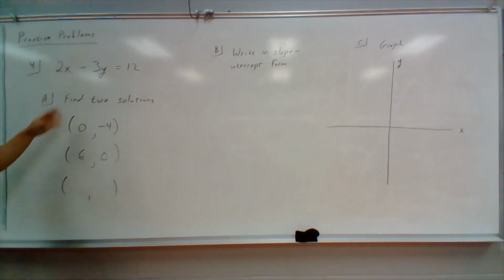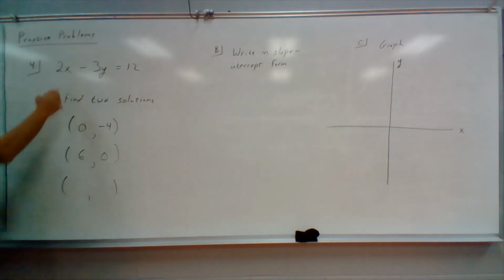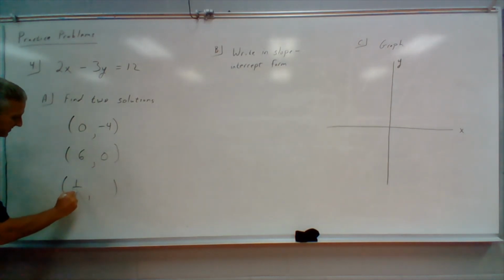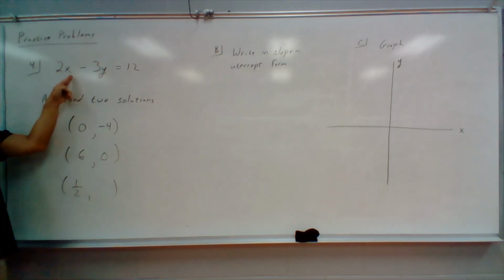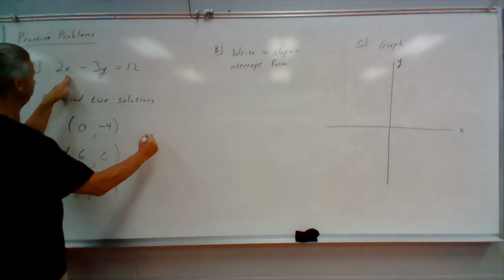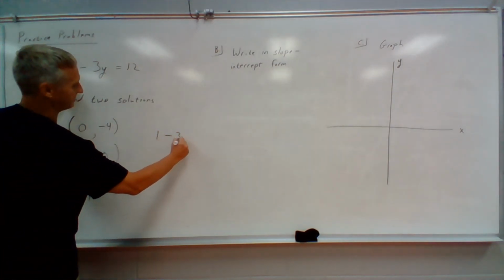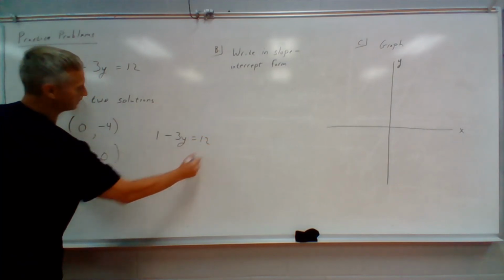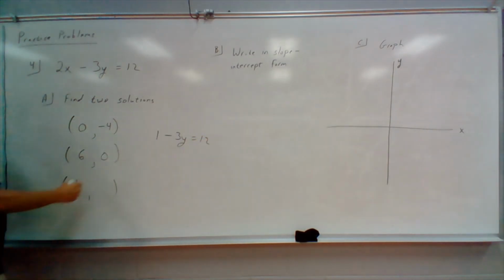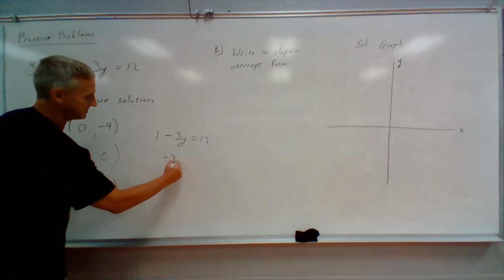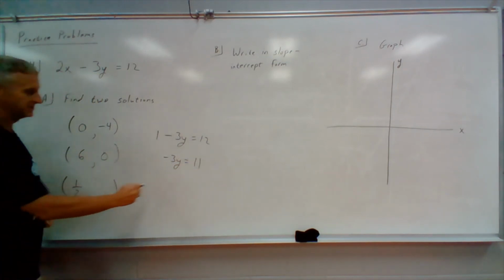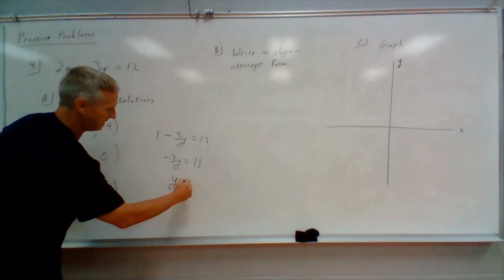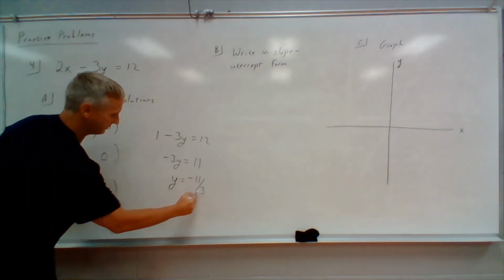I can plug in any number I want for x. Let's do 1/2. 1/2 seems easy. If I put in a 1/2 for my x, 2 times 1/2 is 1. And so then I'll have 1 minus 3y equals 12. Subtract 1 from both sides, and I get that. Divide both sides by -3, and I get -11/3.